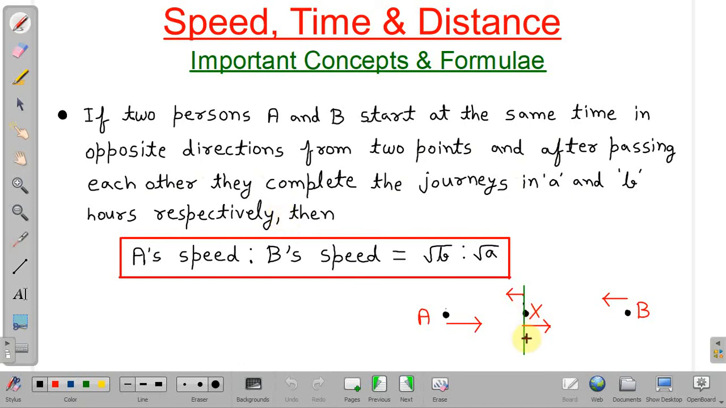So A after crossing B will move this much distance in time a. Similarly, B will move this much distance in time b, b hours and a hours. So don't confuse with total time. This is only this much distance time. Then A's speed ratio B's speed will be equal to under root b ratio under root a. So you can derive this formula. Try to derive this.